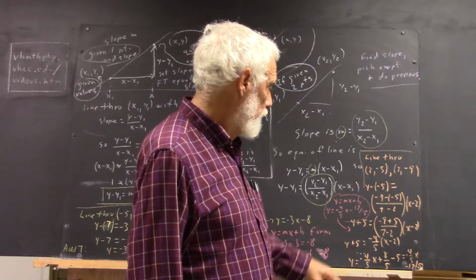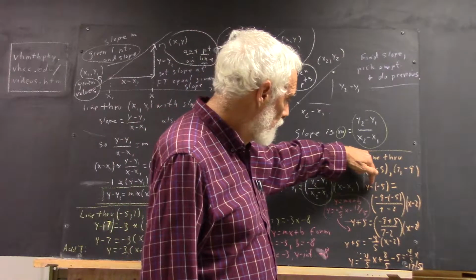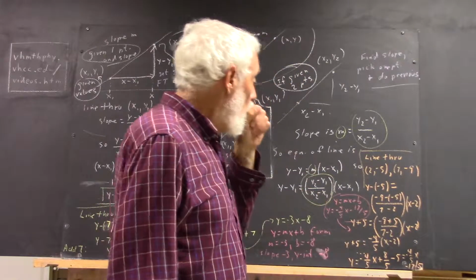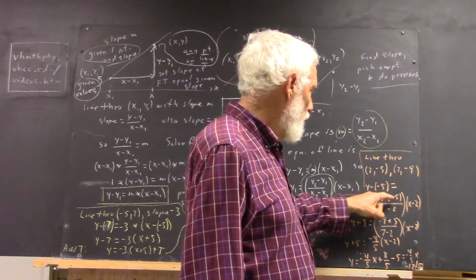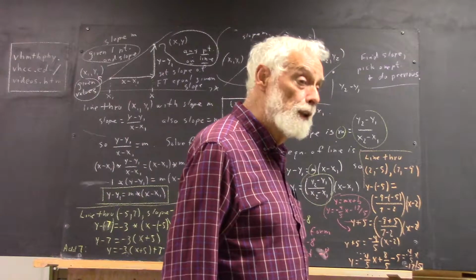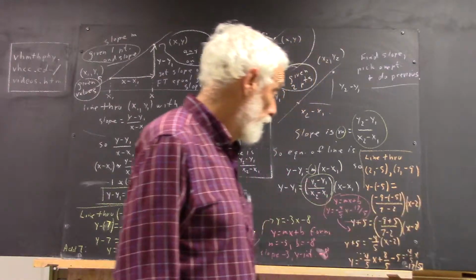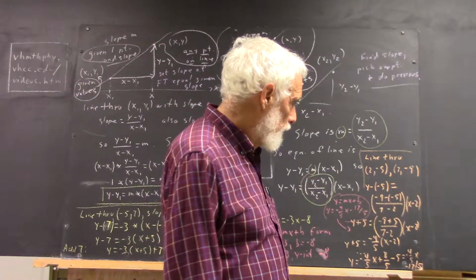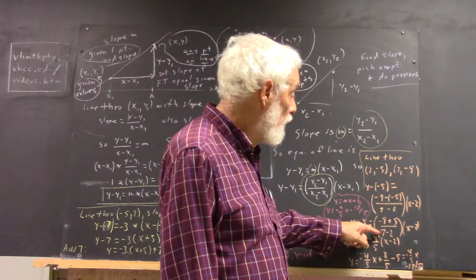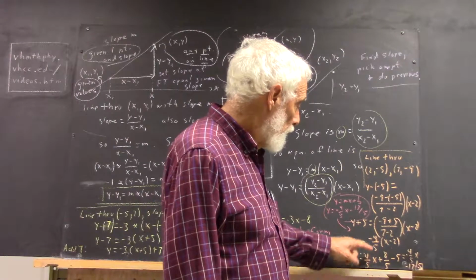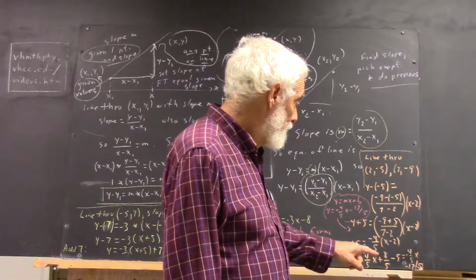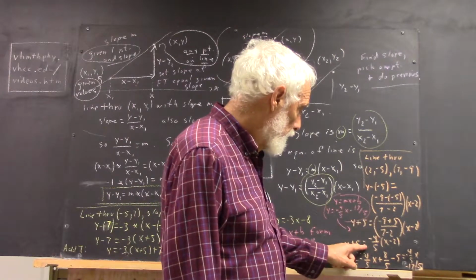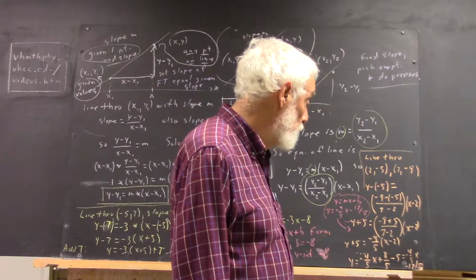Now, the first thing I did was, on the left-hand side, y minus -5 became y plus 5. And -9 minus -5 became -9 plus 5. Everything else stayed the same. But then in the next step, we simplified -9 plus 5. We got -4. 7 minus 2 is 5. So now we have -4/5. So we have y plus 5 equals this, which is -4/5 times x minus 2.